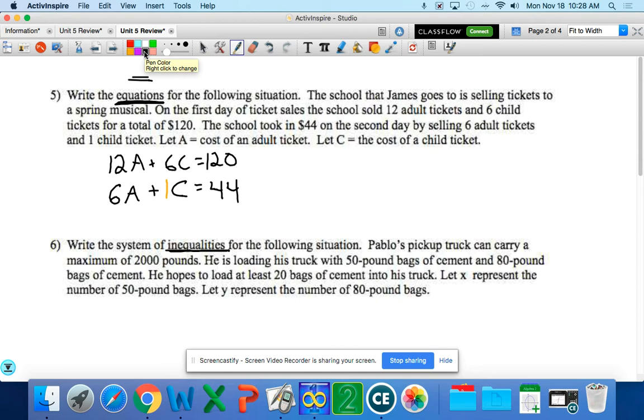Guys, that's all it wanted. Please don't waste your time working this problem. I did not ask how much each one was. It was just about setting it up.